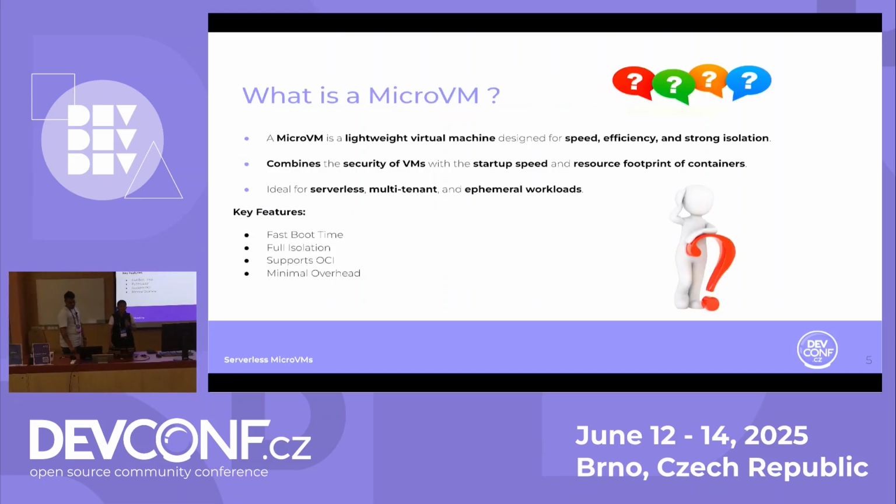Now let's understand what a micro-VM is. A micro-VM is nothing but a lightweight virtual machine which has speed, efficiency, and strong isolation. It combines the security of VMs and the startup time of containers, and it has a low resource overhead too. We can use micro-VMs for multi-tenant approaches and to run small applications in a quicker manner. Multi-tenant means there are a number of users using a shared system, so you can have an isolated environment with it.